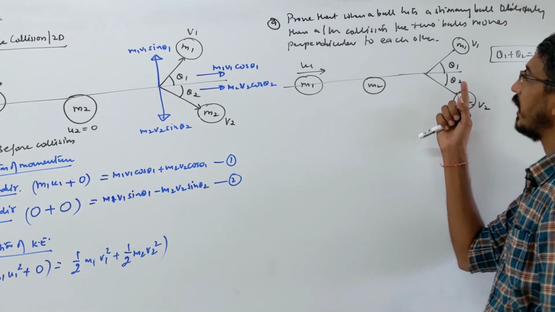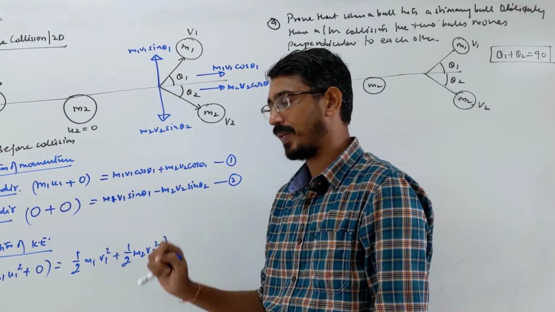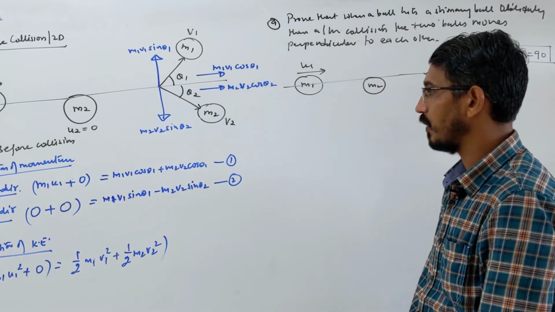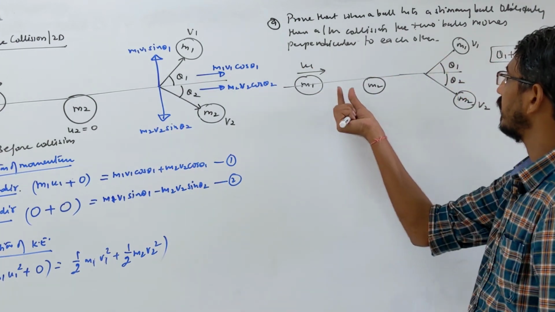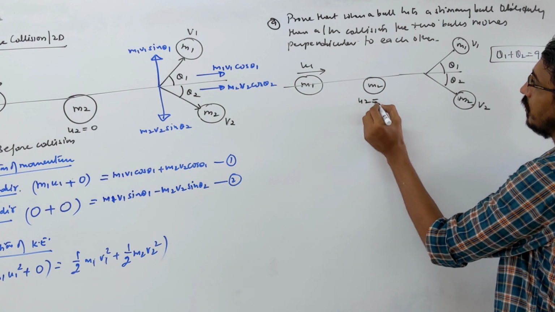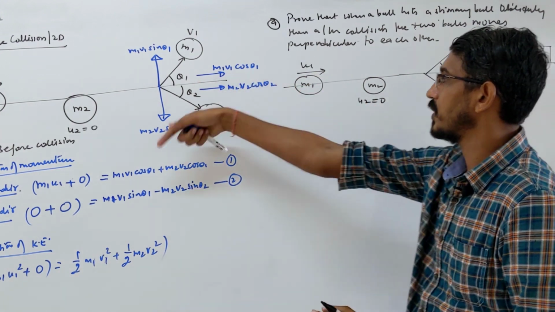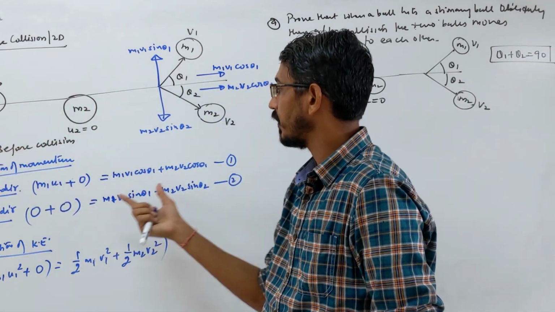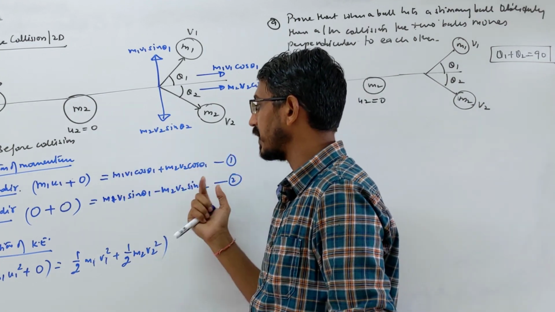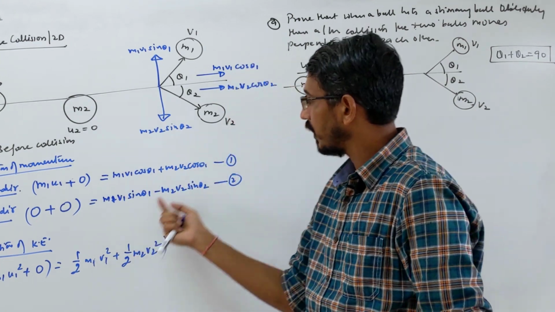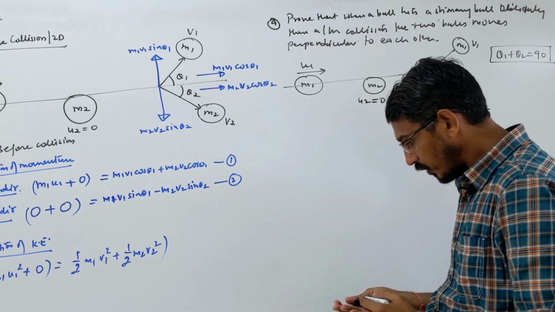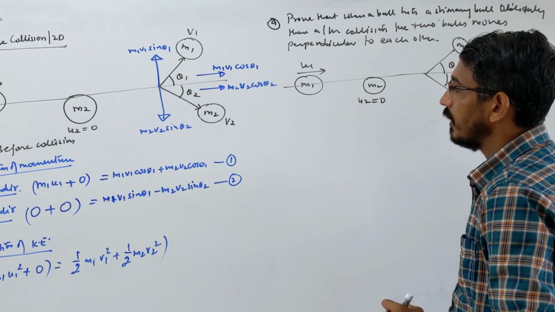Correct. So I will not write the equations again, because we will use the same equations, okay. The same equations, because this ball is at rest, u2 is 0, so it is almost the same situation as before. This equation I already wrote: the momentum in the x direction, the momentum in the y direction. So I am continuing from here itself. Let's solve this.